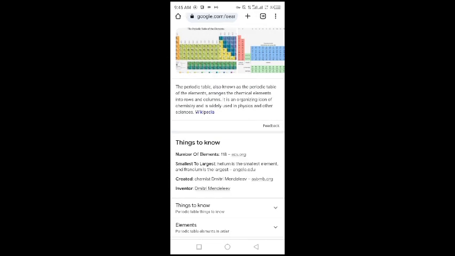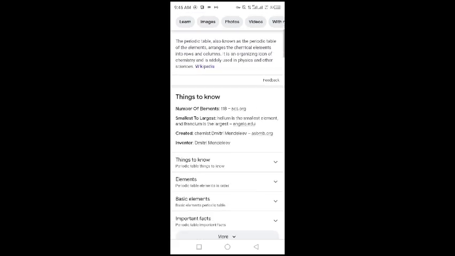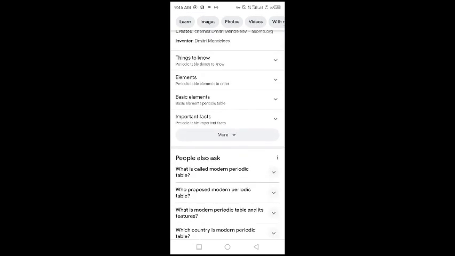The periodic table, also known as the periodic table of the elements, arranges the chemical elements into rows and columns. It is an organizing icon of chemistry and is widely used in physics and other sciences. इसके बाद, what is called modern periodic table?